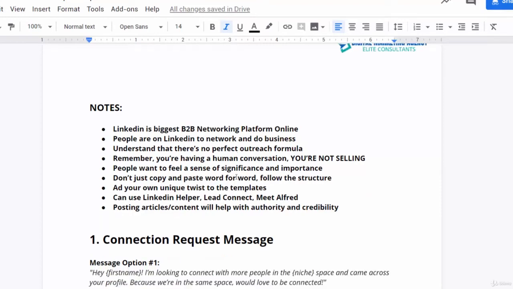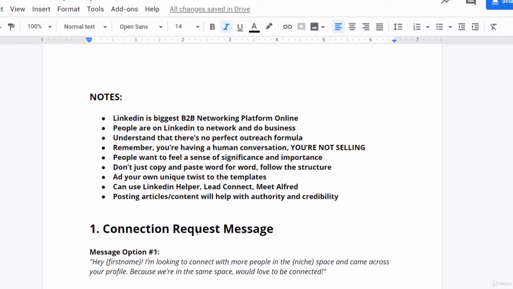So let's look at the messages here. So message number 1, this is the connection one, okay? So it's, hey, first name, I'm looking to connect with more people in the XYZ niche and came across your profile. Because we're in the same space, would love to connect, okay? Or love to be connected. And really, it's just a matter of coming up with a message here that is very nice and simple, non-intrusive. Hi, first name, I'm looking to connect with other individuals in the XYZ space, and that's it.